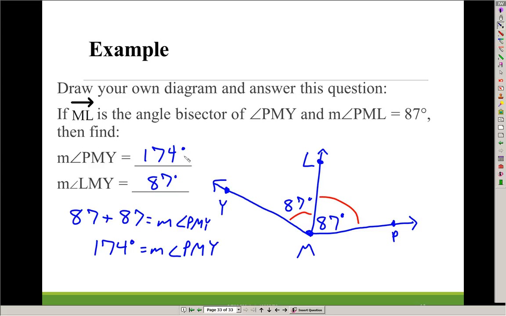Segment addition, it works the same way. Part plus part equals whole thing. Angle addition works the same way. Part plus part equals whole thing.